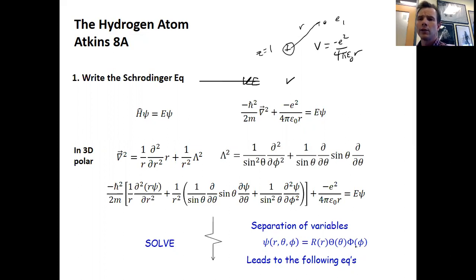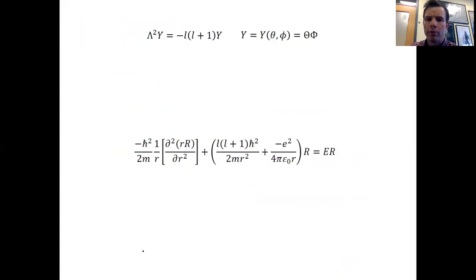This is worth doing. It's worth working through. It's on the worksheet problem for one of the lectures. I'll leave it to you to do it. But if you do that, you end up with these two expressions. Again, capital lambda were all those derivatives with respect to the angular coordinates, and they're operating on a function Y. Y is the combined theta and phi functions. And then I get this expression for R.